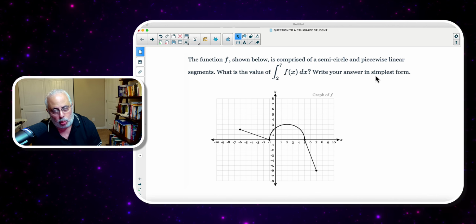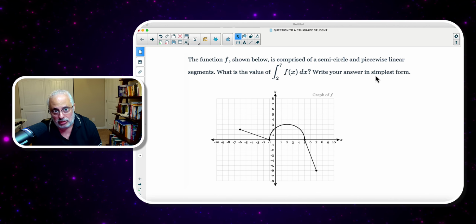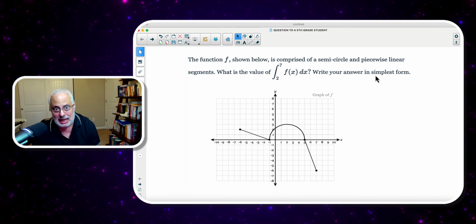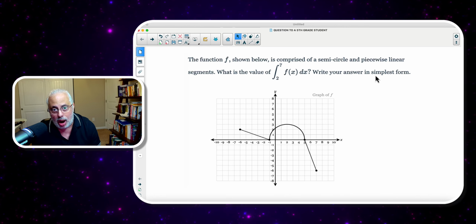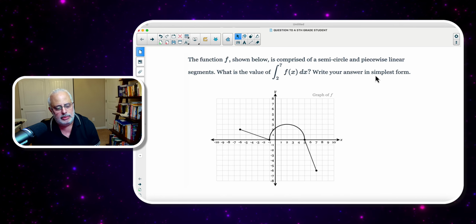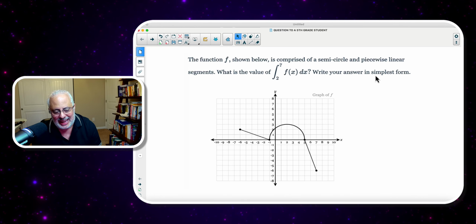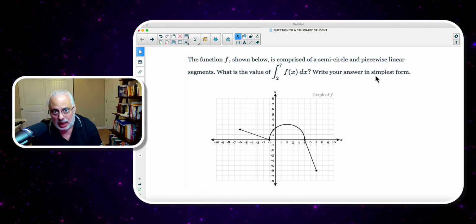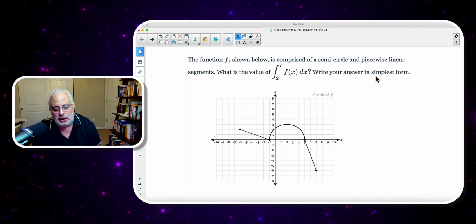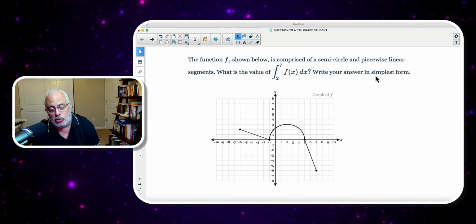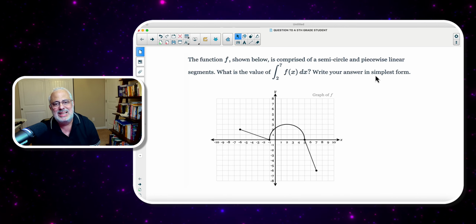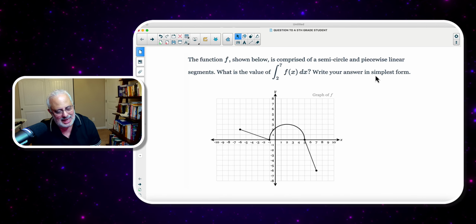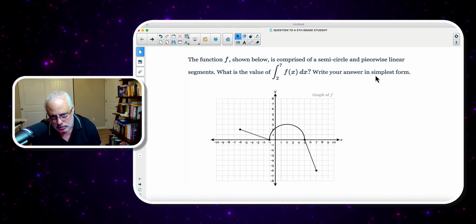You see the question right there on the board. The function f is right there. It's comprised of a semicircle and a piecewise linear segment. What is the value of the integral from 2 to 7 of the function f of x dx? Write your answer in simplest form. Okay, what is the value of the integral? Your fifth grader doesn't know that notation, of course.